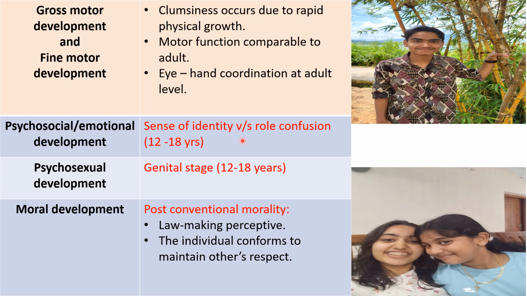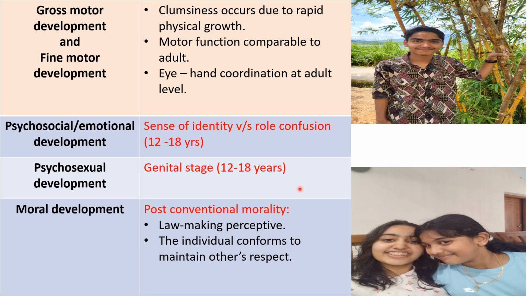Psychosocial or emotional development. There is a sense of identity versus role confusion in adolescence. Sometimes they hear the parents say they are grown-ups, so they have to behave like an adult. Sometimes they hear from the parents, they are just kids. So the children are having identity and role confusion during adolescence.